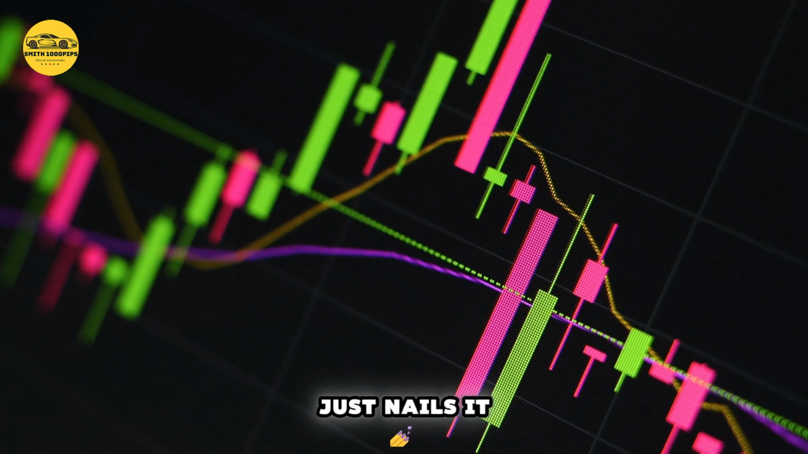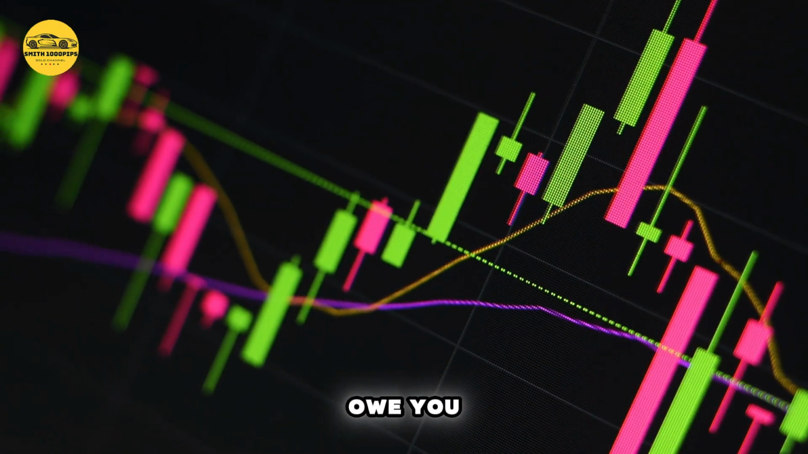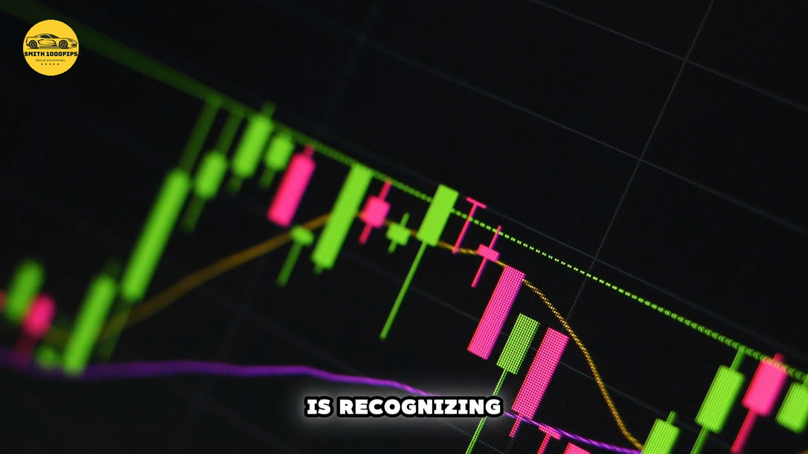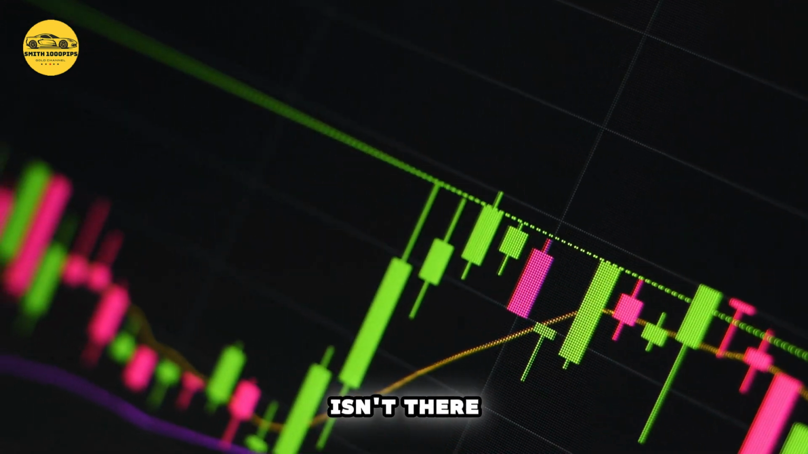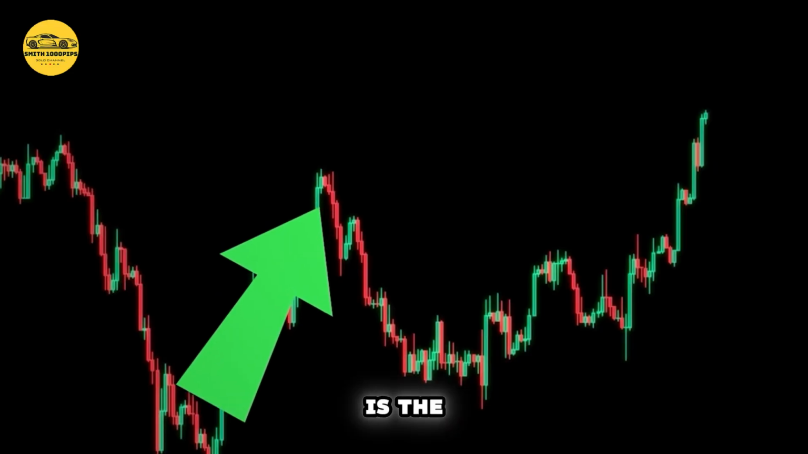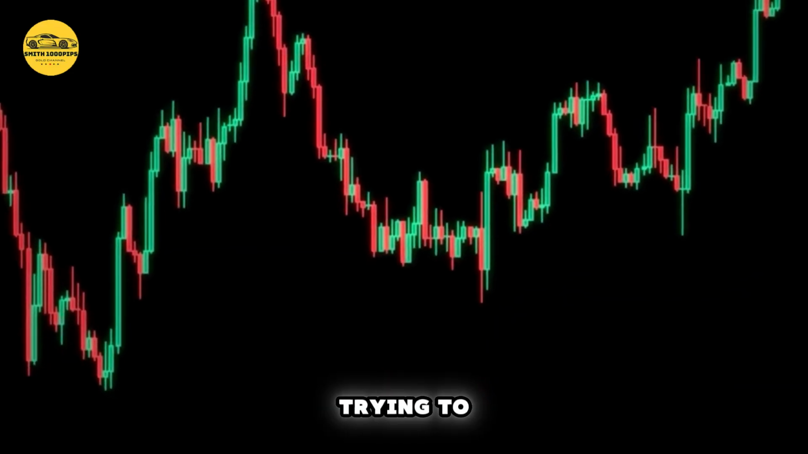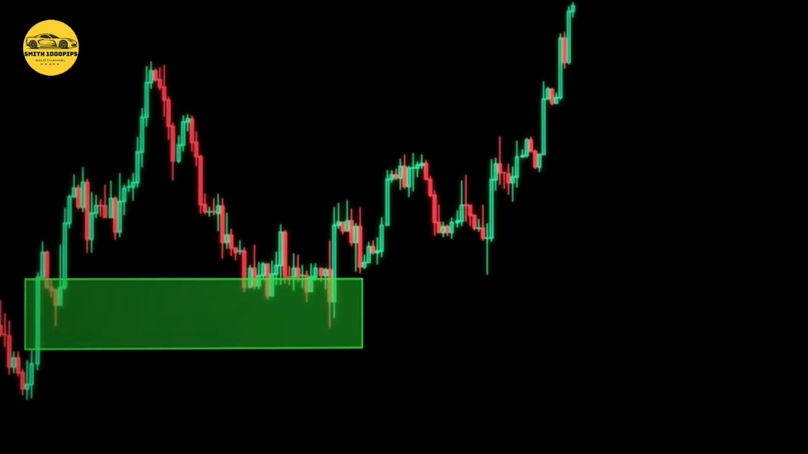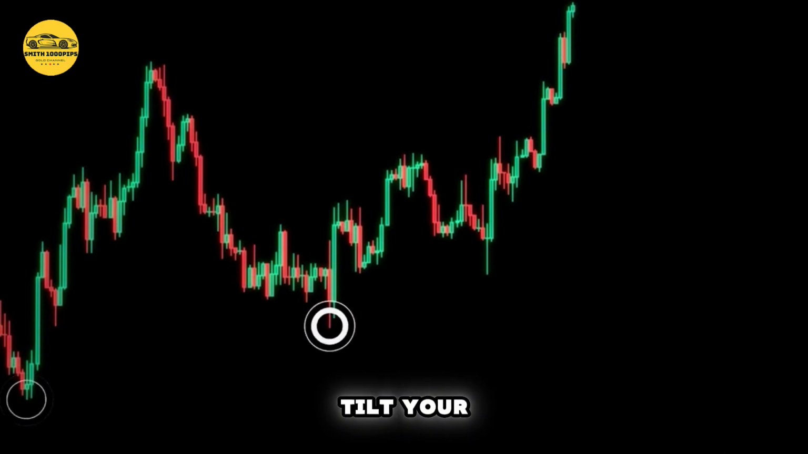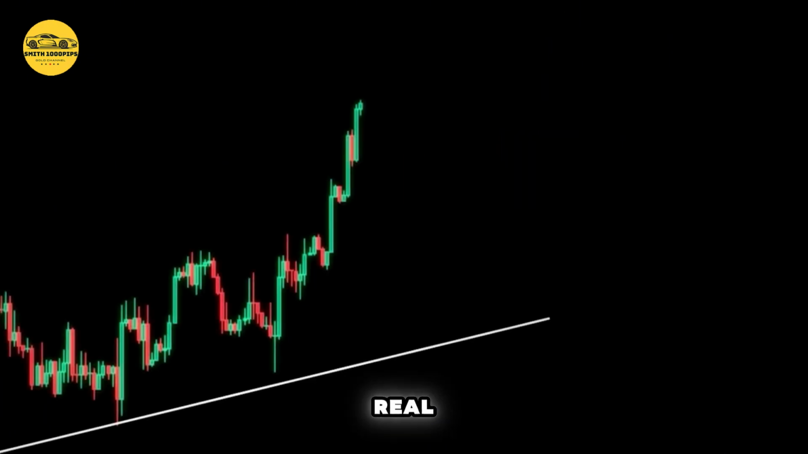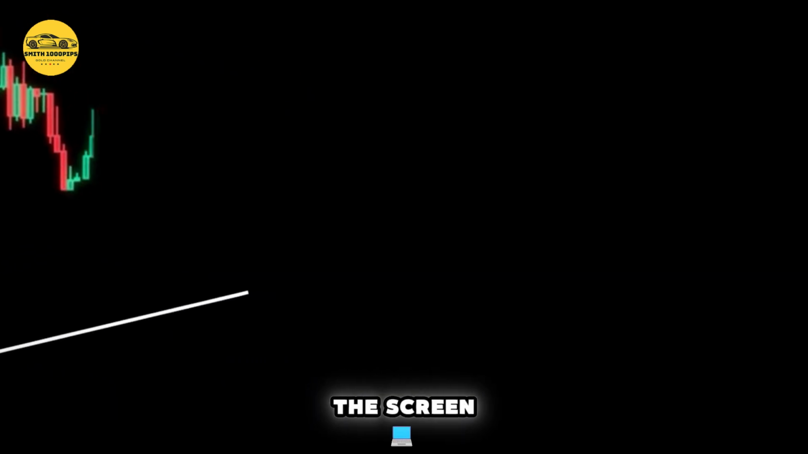This quote here just nails it. The market doesn't owe you a perfect clean trend line all the time. The most important skill is recognizing when the setup just isn't there, and then having the discipline not to force it. So here it is, the number 1 mistake, trying to force a trend line where one doesn't belong. Let me give you a tip. If you have to squint your eyes or tilt your head or keep redrawing the line to kind of make it fit, it's not real. A good trend line is obvious. It just jumps right off the screen.